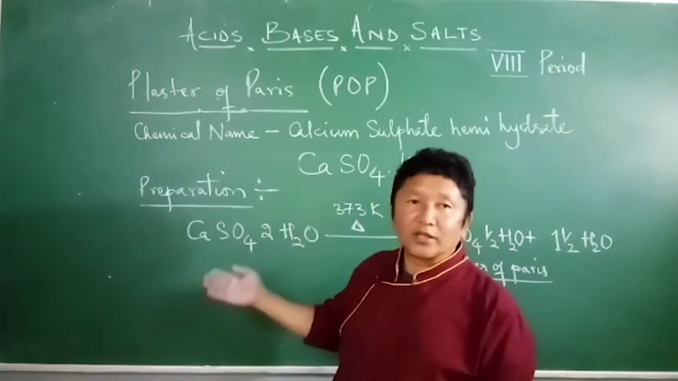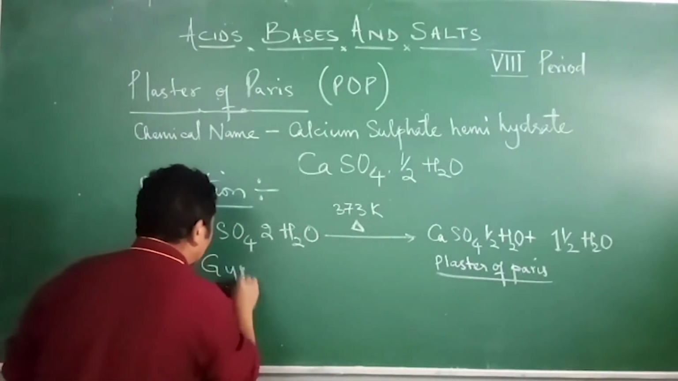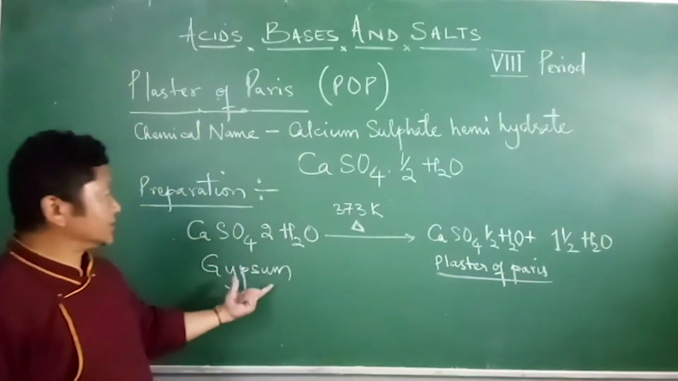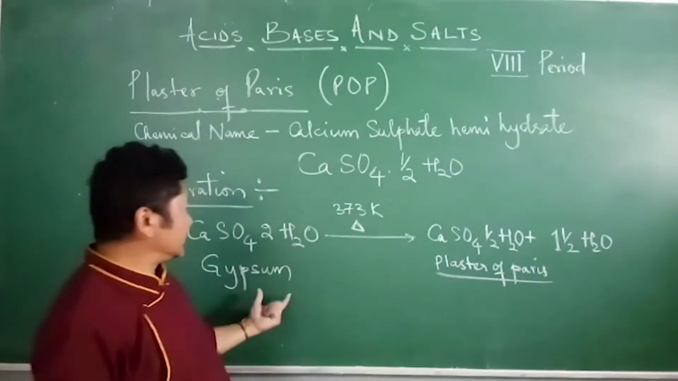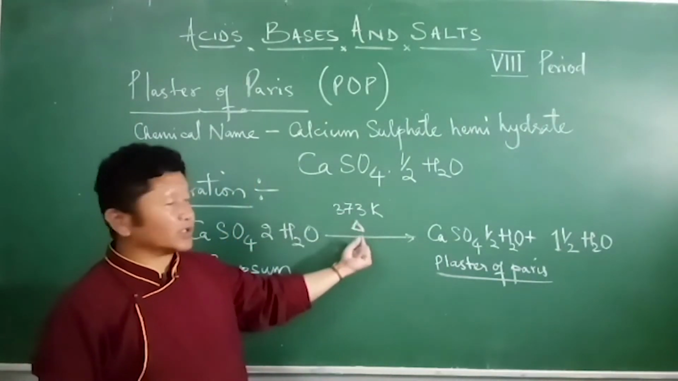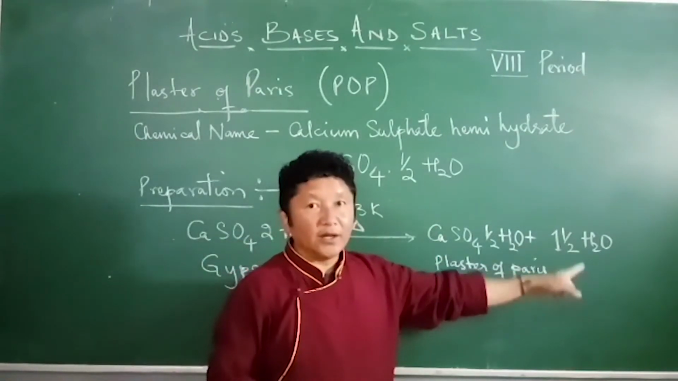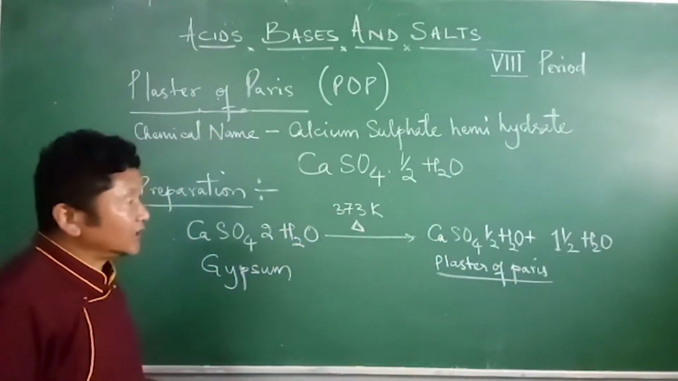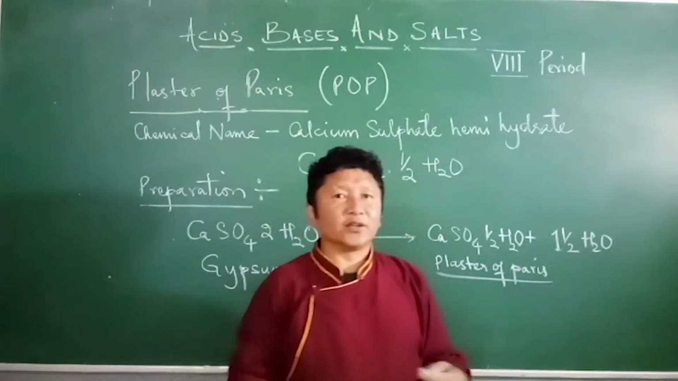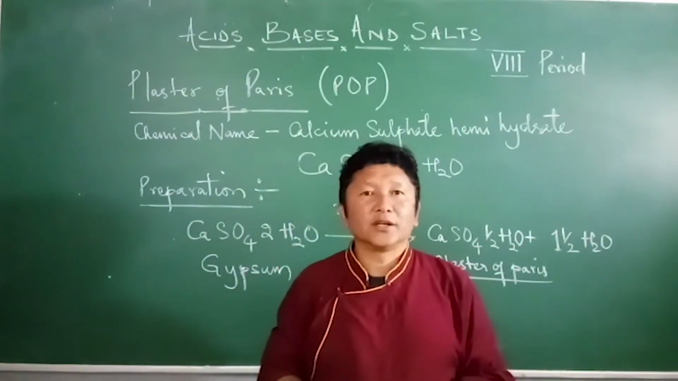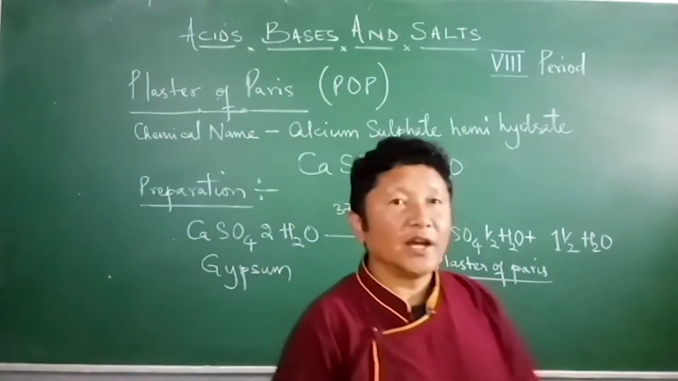Plaster of Paris. Gypsum is a compound from which calcium sulfate hemihydrate is prepared. When gypsum is heated at a particular temperature, it forms calcium sulfate hemihydrate along with water molecules. This is the equation for the preparation of calcium sulfate hemihydrate.